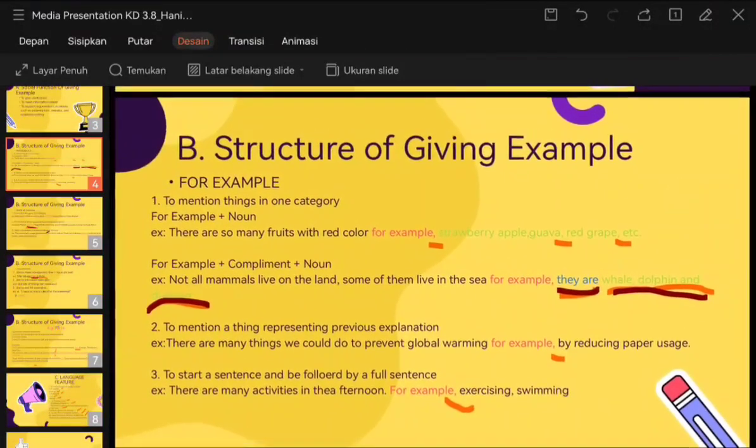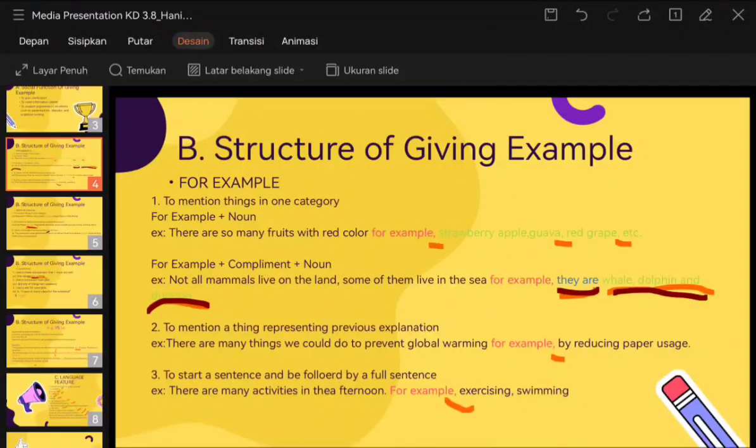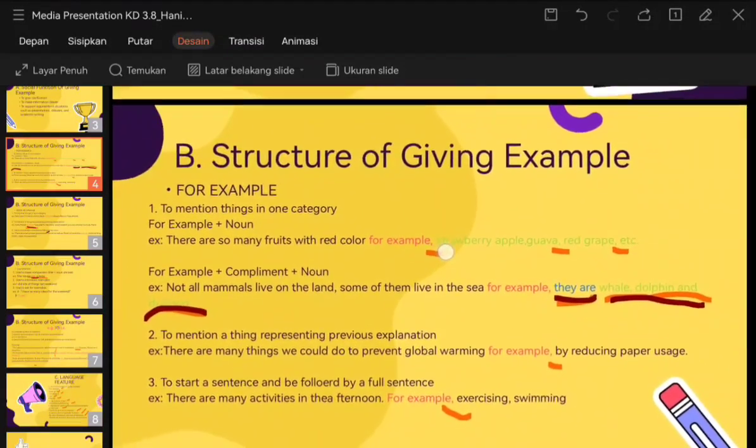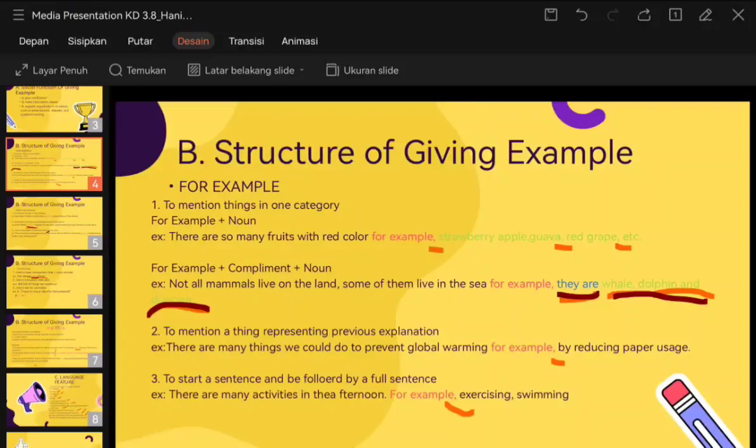Structure of giving example. The first is "for example." One, to mention things in one category. For example plus noun. For example, there are so many fruits with a red color. For example, strawberry, apple, guava, red grape, etc. Strawberry, apple, guava, red grape, etc. is a noun.